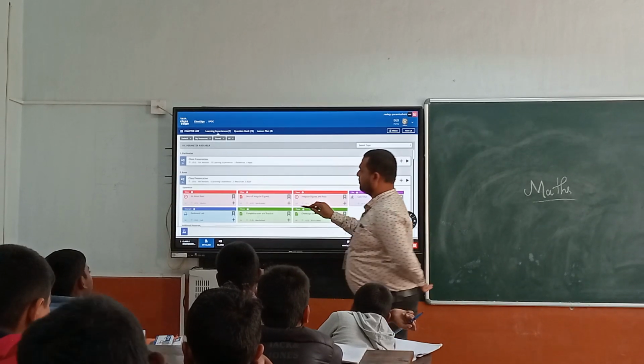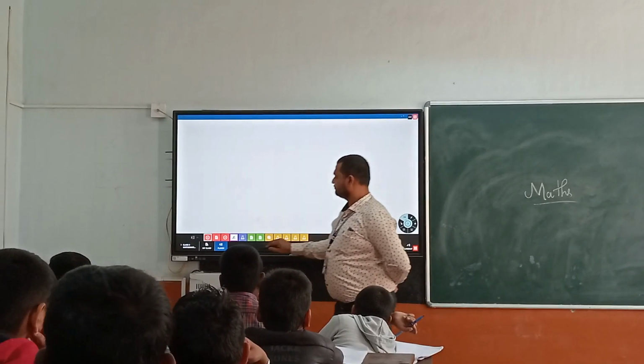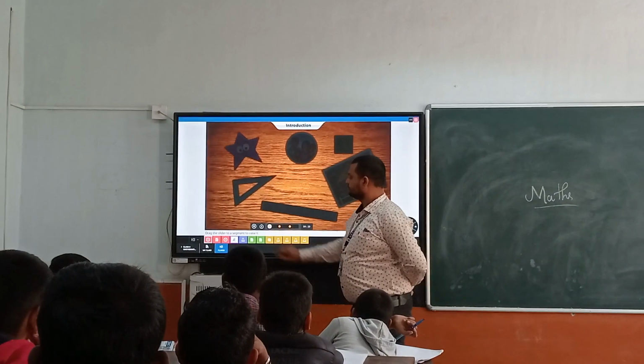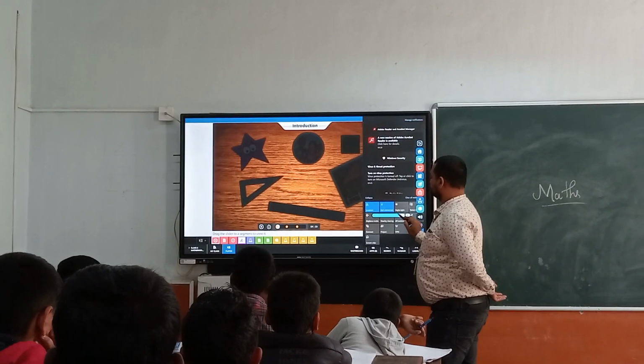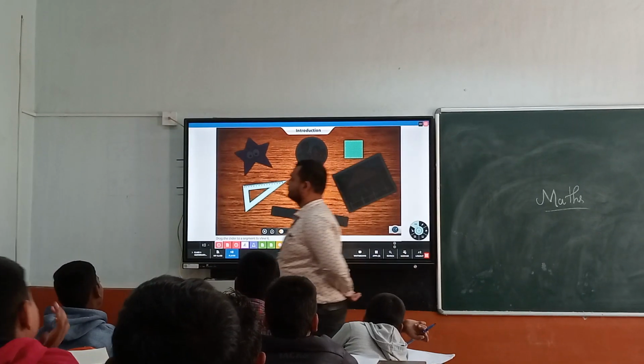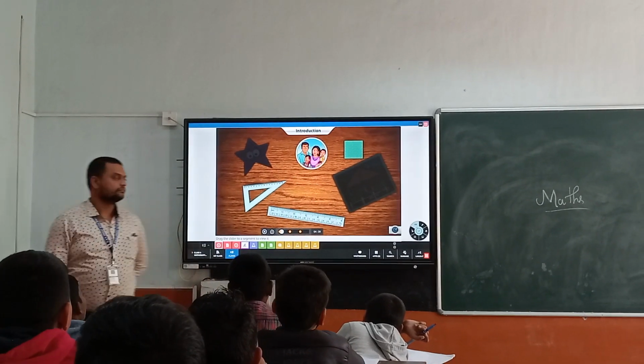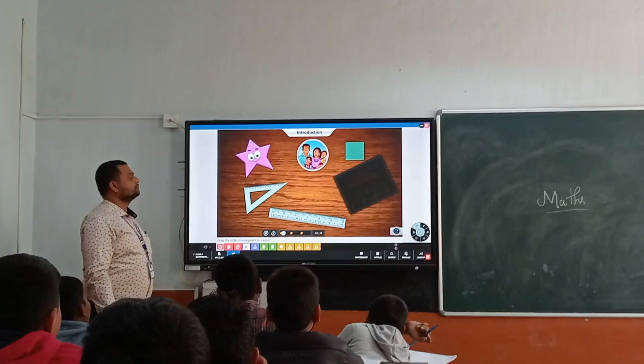Let's see the area of the shapes. We see a variety of shapes around us: squares, triangles, rectangles, circles, and many others.